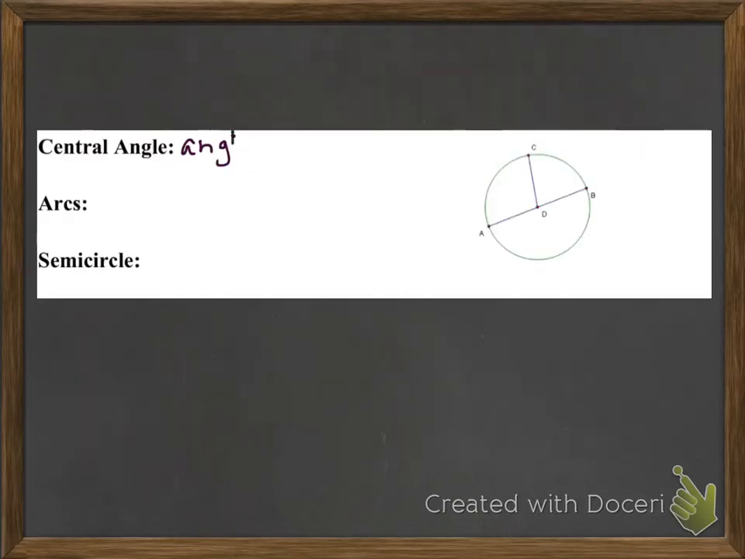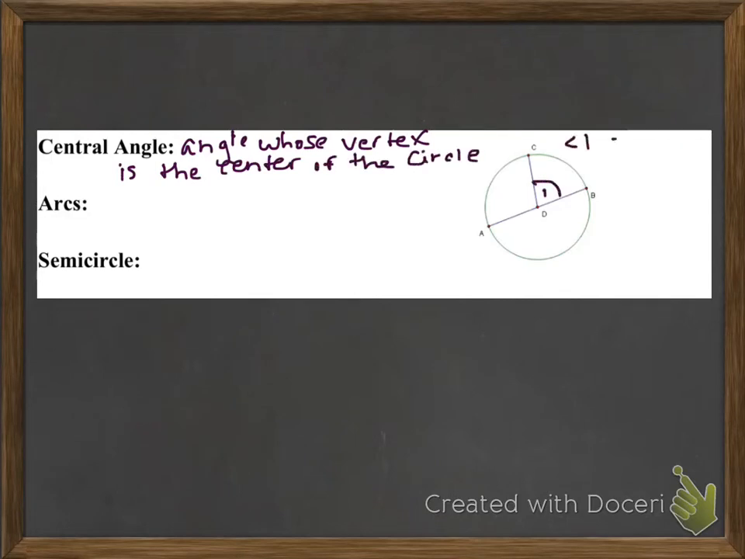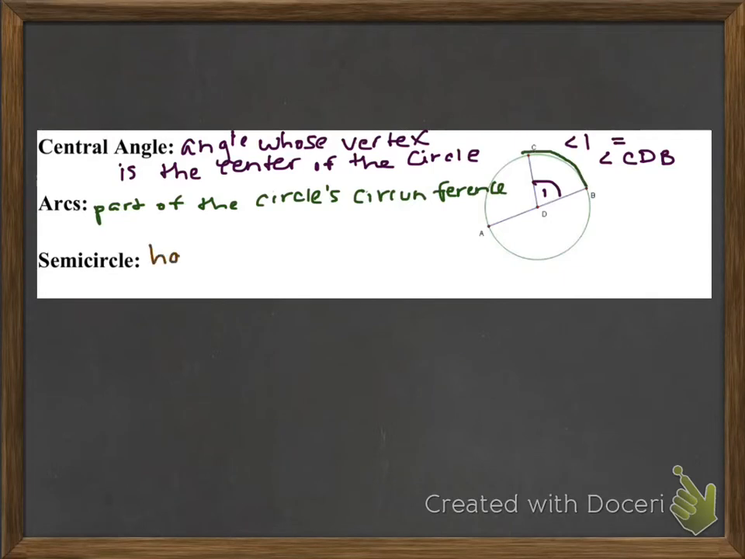A central angle is an angle whose vertex, or the pointy thing, is at the center of the circle. So we're going to call that angle 1, and we can also call it not only angle 1, because it's marked angle 1, but angle CDB. Remember, D always has to be the vertex. An arc is part of the circle's circumference. So I'm looking for an entire arc which is curved, and that's going to be CB. And a semicircle, you know the definition of a semicircle, it's half of the circle.